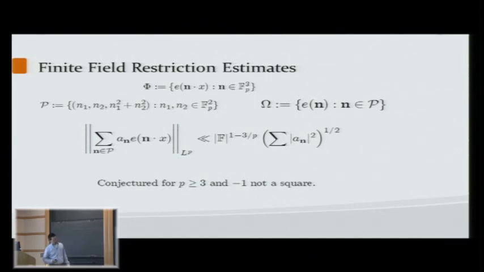This is a conjecture of Mockenhaupt and Tao. And which p? The exponent. Yes. So the idea is you want this to be uniform in the field, but I have a factor of the field right here.